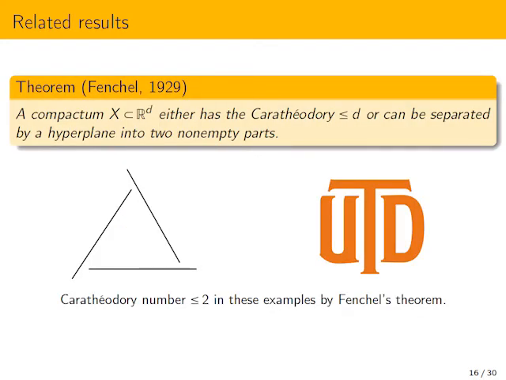Now we want to discuss our characterization of Carathéodory number for sets. As we already stated, there has been much research on this concept. For example, Fenchel proved that a compact set in R^d either has a Carathéodory number less than d plus 1 or can be separated by a hyperplane into 2 non-empty parts. Fenchel's result can be used directly to determine that the Carathéodory number of these 2 figures is less than 3.